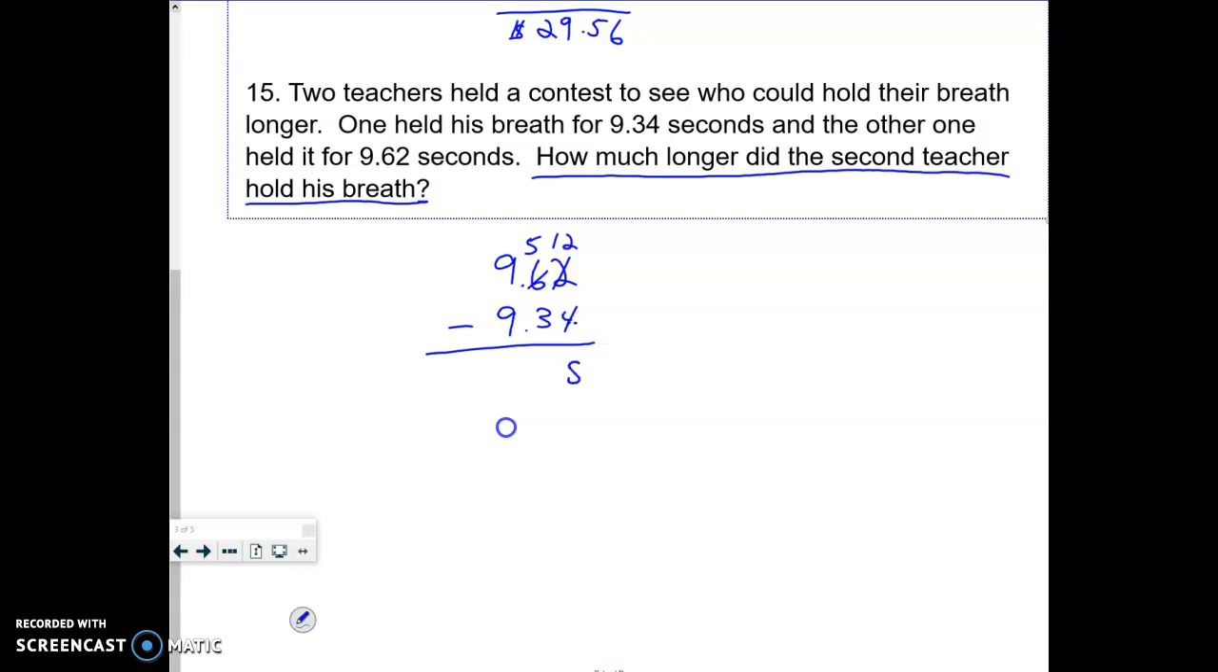12 minus 4 is 8. 5 minus 3 is 2, decimal point. 9 minus 9 is 0, so 0.28 or just .28 would be an acceptable answer. And again, obviously it's a story problem. If it asks for a label, make sure you label it. I'm going to bet that the majority of the test problems will not require a label, but just be observant and see if you would need that.